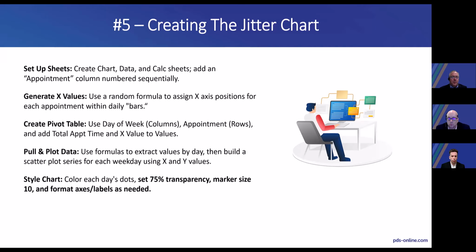So just to summarize, when you create the jitter chart, you're going to set up your sheets. We're going to generate the X values. We'll then create the pivot table so we can filter on it. We'll pull the plot data in, and then of course, much of the rest is formatting the transparency and the marker sizes so you get that effect of where we see big concentrations.